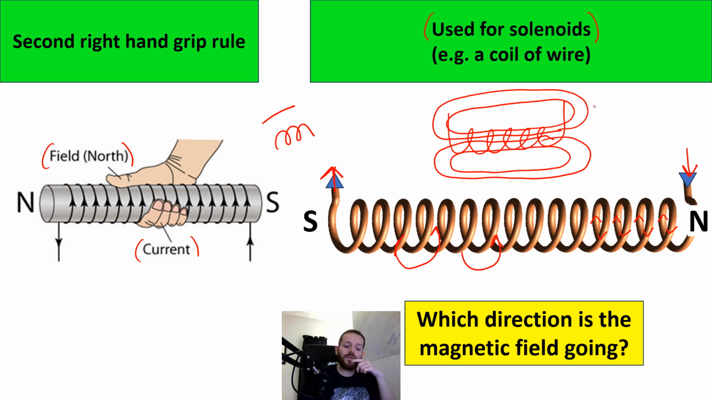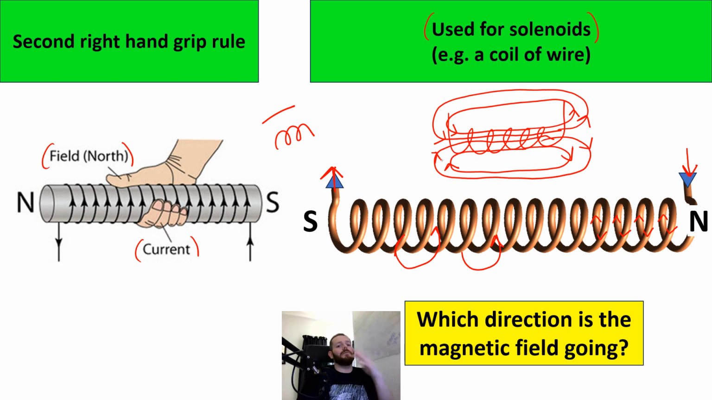Because it goes from north to south, so it's coming out of this end, out of this end, out of this end, out of this end like that, and then it's going around, and then it's coming back in on the other side, so it's going in there, in there, in there, and in there. Okay, so that is showing you the second right hand grip rule, linking current direction to magnetic field direction for a solenoid. Okay, so that's that one.